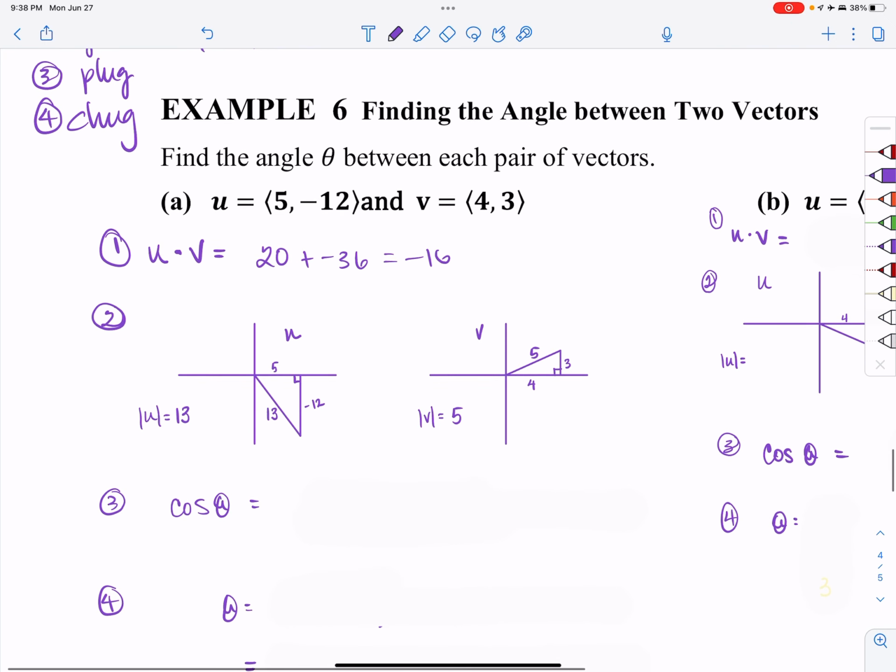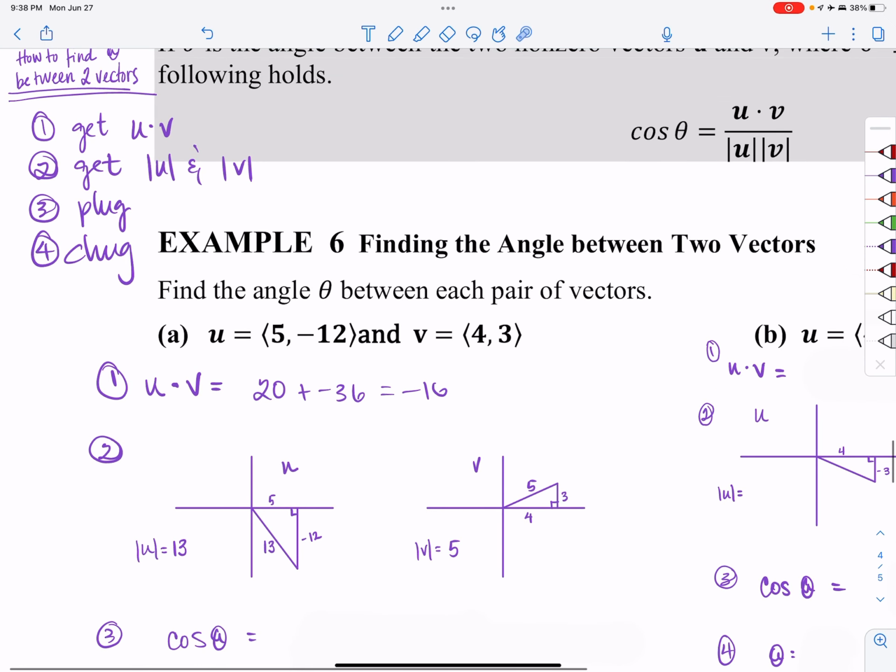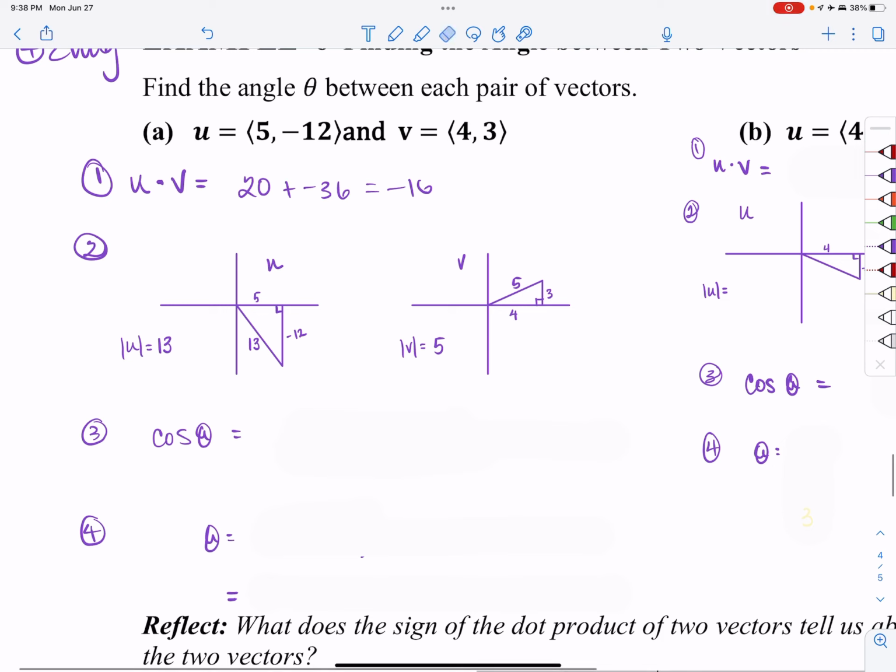Step number 3 says we're going to plug it into our formula. Everything that we know now, we're going to plug into our formula. So up on top is going to go a negative 16, and on bottom is going to go this 13 times 5. All right, so when I simplify, that's going to be a negative 16 over 65.